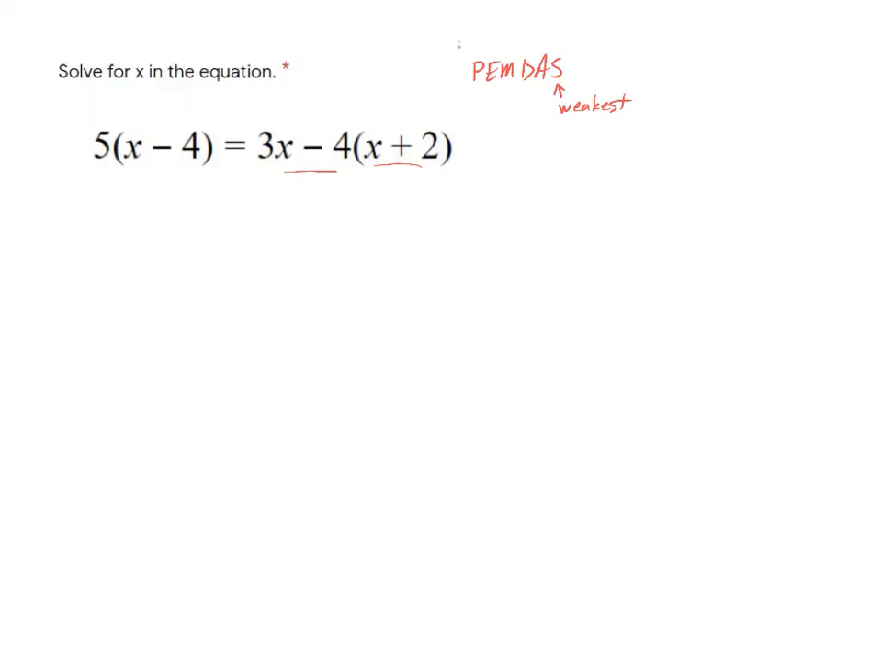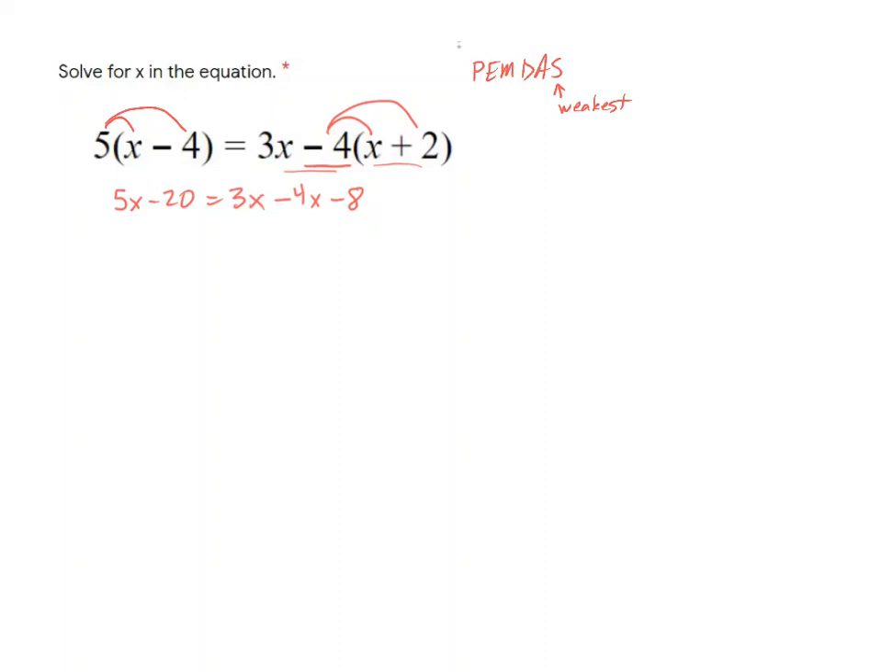So what we talked about in class is that sometimes it's best to start off with just getting rid of the parentheses so that we don't have to worry about that. So we're going to go ahead and start with that. We're going to do the distributive property, 5 times x and 5 times negative 4. So that'll be 5x minus 20. And then equals, the 3x isn't distributing, it's just staying the way it is. And then this minus 4, I'm going to distribute to the x. So that'll be minus 4x. And then the minus 4 I'm going to distribute to the 2, which will be minus 8, just like that.